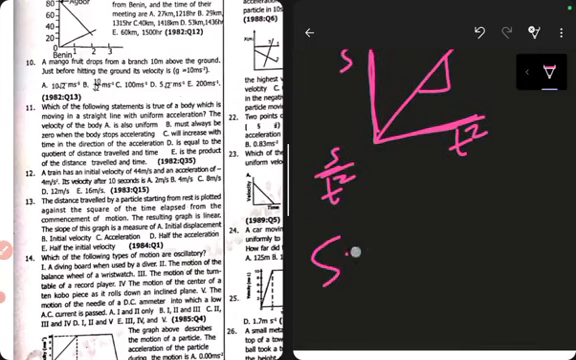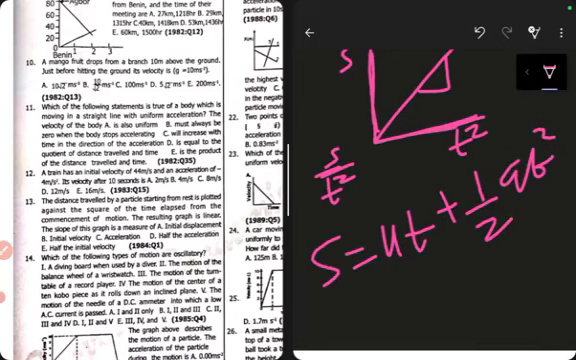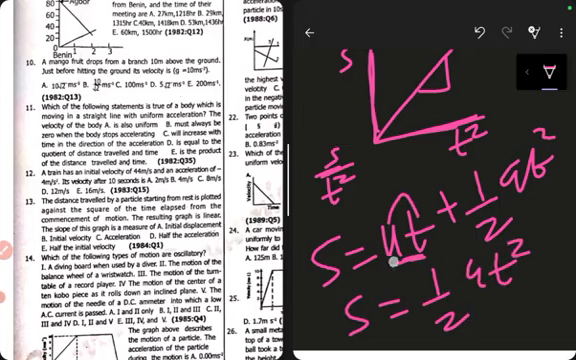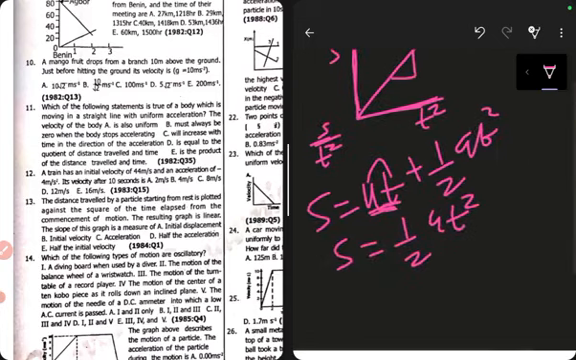I'll go to the equation of motion. S is equal to ut plus half at squared. Now we'll look at it. They said distance traveled by a particle starting from rest. So u is 0. 0 times t is out. So S is equal to half at squared. 0 times t is out because 0 times anything is 0.